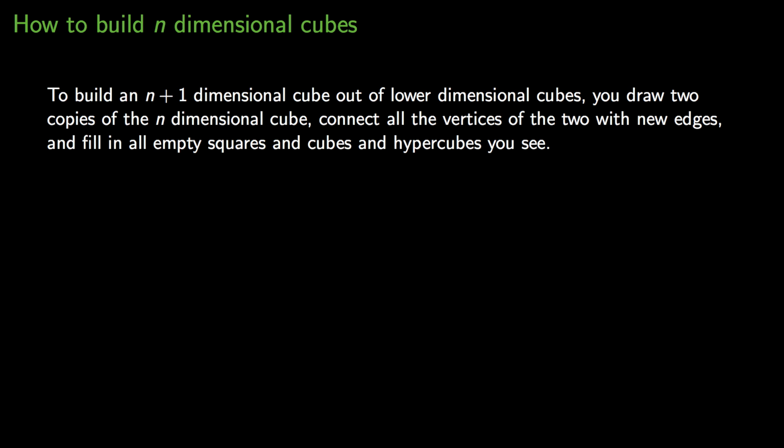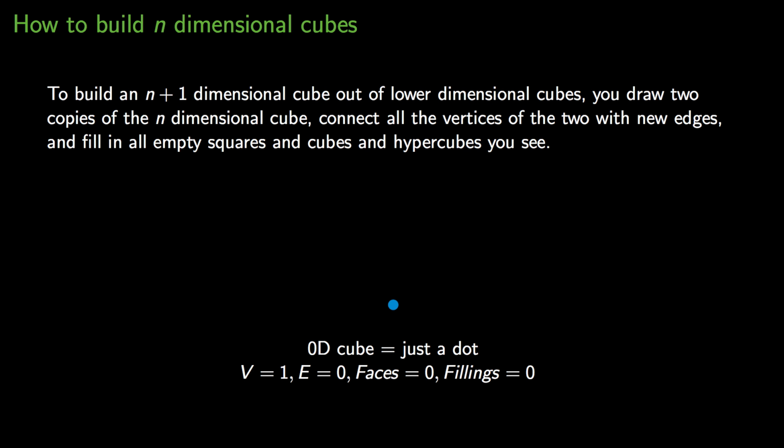You fill in all the empty squares with new squares. You fill in all the empty cavities with cubes, and you keep going all the way up. And then you have one single perfect brand new high dimensional cube. So a zero cube is really just a dot. That really does count in the family of cubes. It's got one vertex, no edges, no faces, no fillings, no nothing, just a vertex.